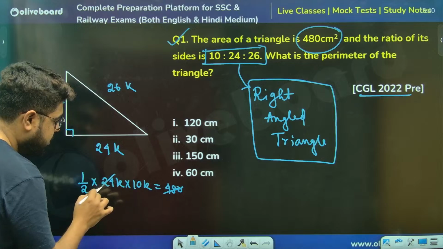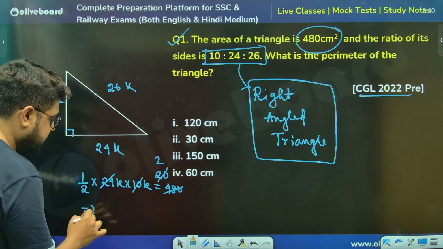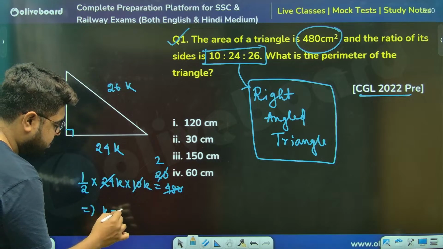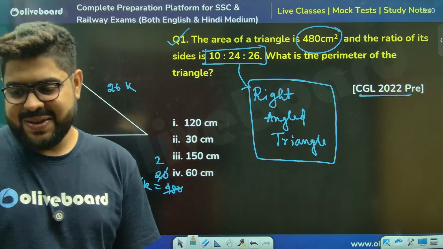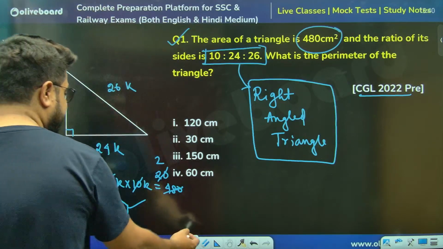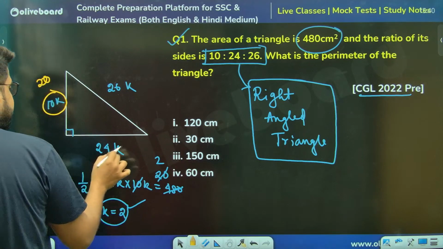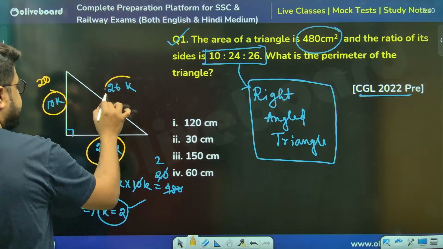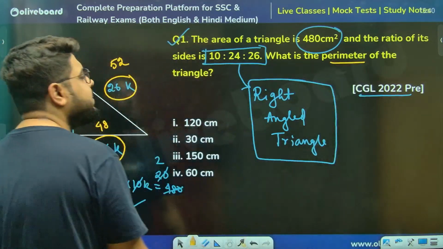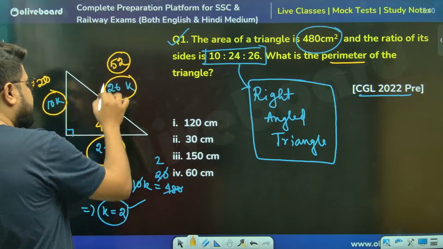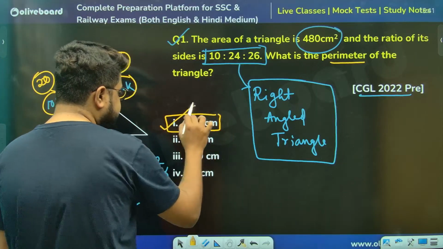So 24, 2s are 48, so 20. Sir, K into K is equal to 4, so K has to be equal to 2. Once I know the value of K is 2, this side is 20, this side is 48, and this side is 52. They are asking the perimeter of the triangle. The perimeter will be 52 plus 48, 100, 100 plus 20, 120. Option number 1 is the correct answer.